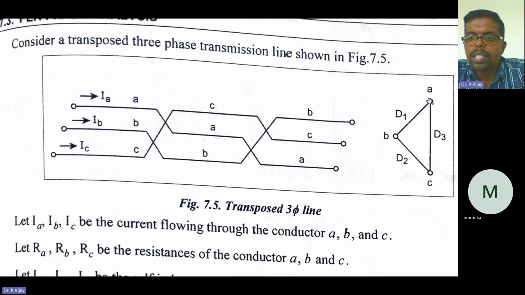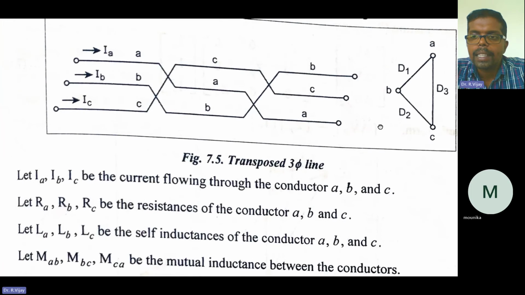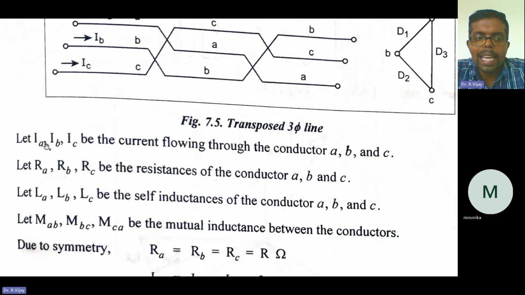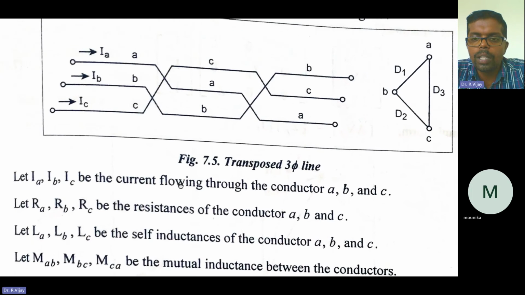So here you see, you need to draw like this. First, A phase you are starting. Again it is coming down, traveling a certain distance. The same A line again it is coming down, traveling to the same A line. So A, B, and C have the distances D1, D2, and D3. Here IA, IB, IC are the currents flowing in the conductors A, B, and C.